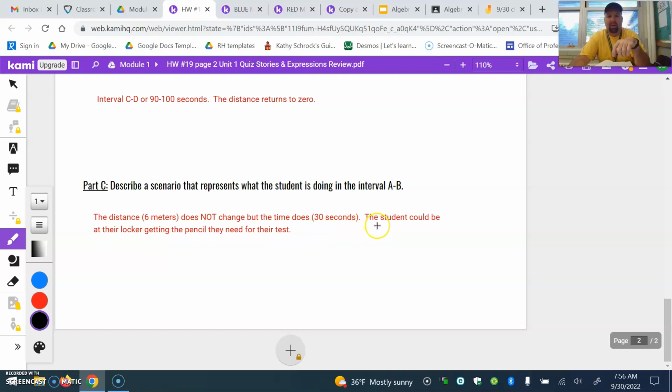30 seconds go by. The student could be at their locker getting the pencil they need for their test. That is the whole reason that they left the classroom, was to go get a pencil for their algebra test. Some of you might say, well, maybe they stopped to get a drink of water, or maybe they did something else, whatever. That's fine. But what you have to indicate is they're stopping somewhere for some reason for 30 seconds. And notice I did put some of the data and information from the graph in my explanation. That just further supports what you're saying, okay?